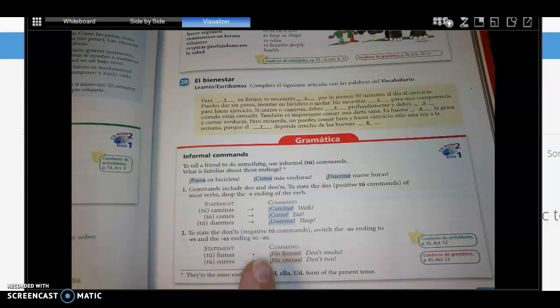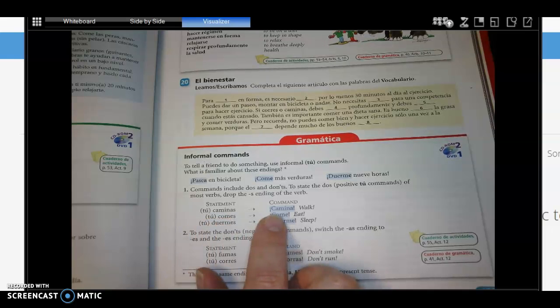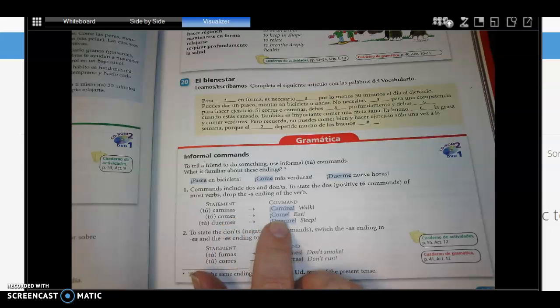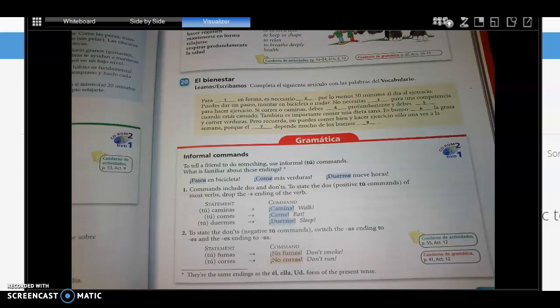So, and these are for positive commands. When you are telling someone to do something, you're just going to drop that S, okay? So here we have, tú caminas becomes camina, walk. Tú comes becomes come, eat. Tú duermes becomes duerme, sleep. Okay, so notice we've taken the S off of those. And again, this is where I'm telling someone to do something. It is a positive command.